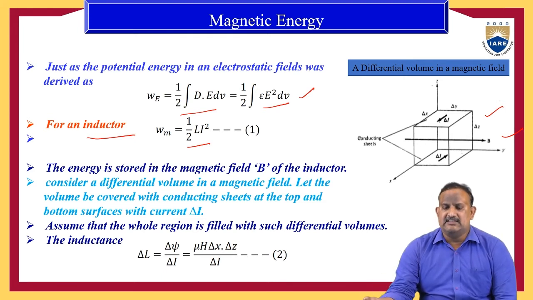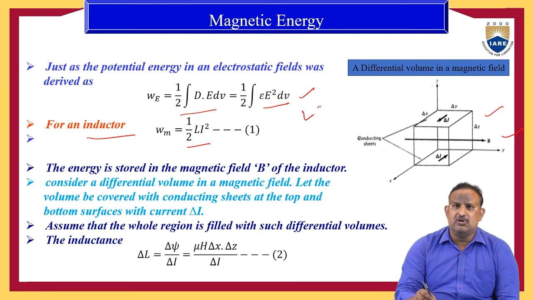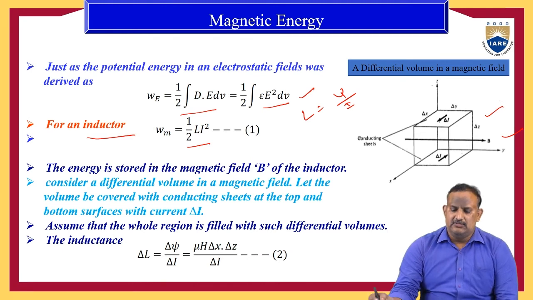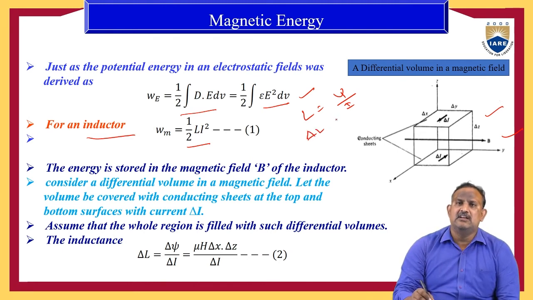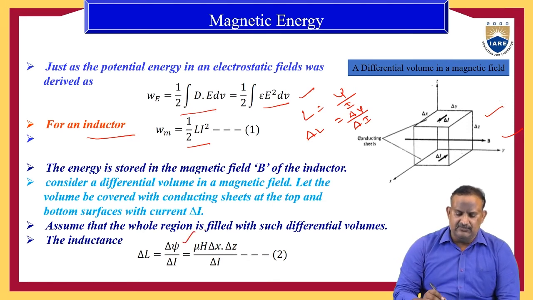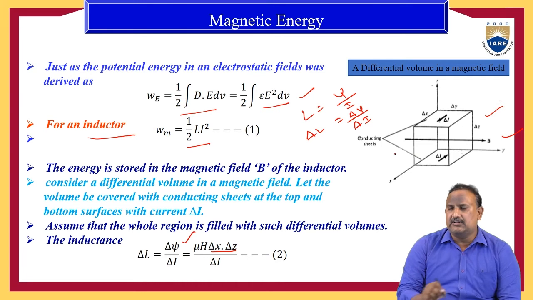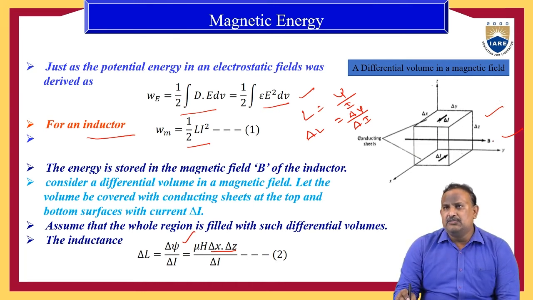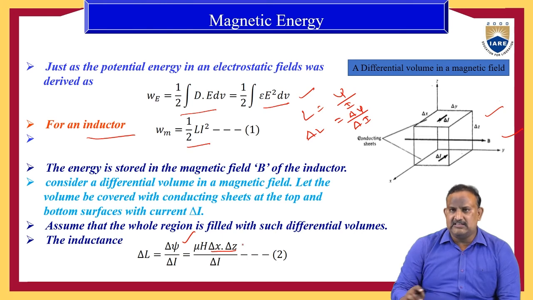Then we can define the inductance. Here we can define the inductance L as the ratio of flux to the current, L is equal to psi by I. Therefore, the change in inductance is equal to the change in flux to the change in current. The change in flux can be defined as mu H into delta x into delta z, because the current is flowing along the y-axis. Due to the passage of current along the y-axis, here we have the magnetic field along the y direction. So here we can find out the delta psi as, just see here.